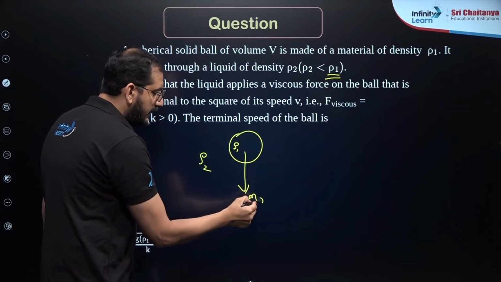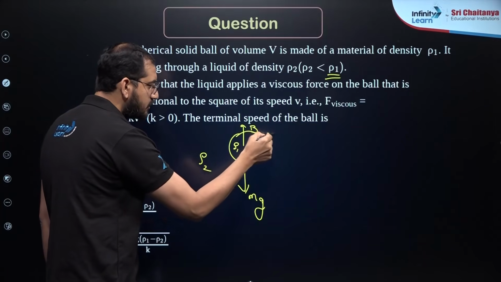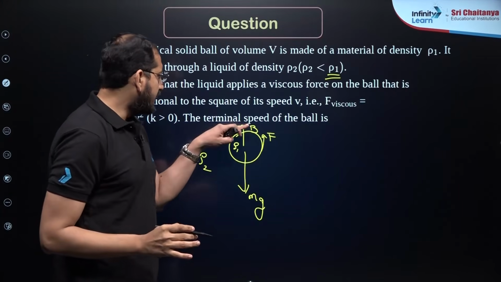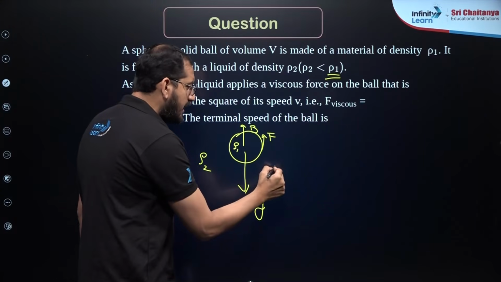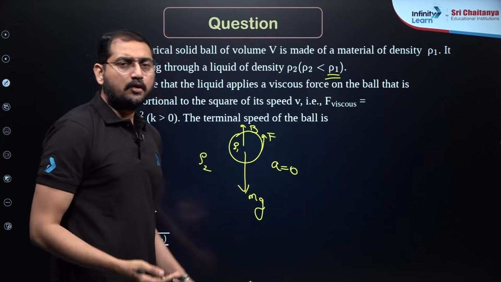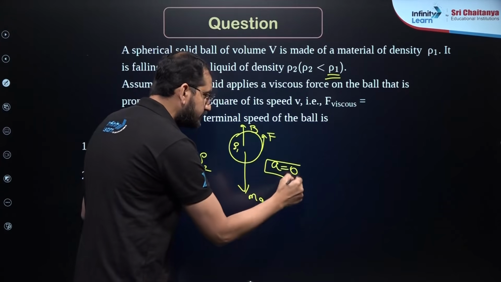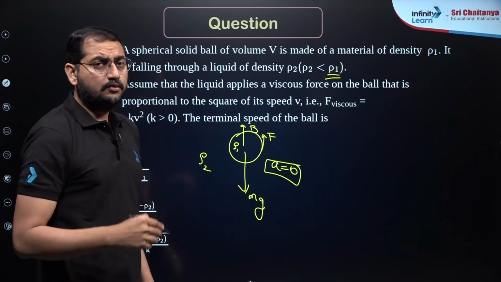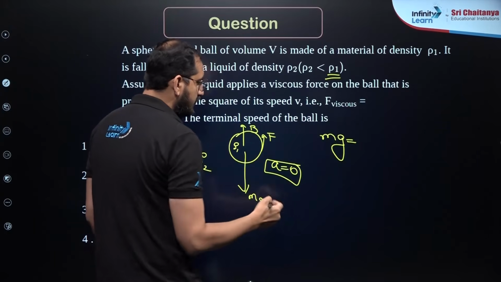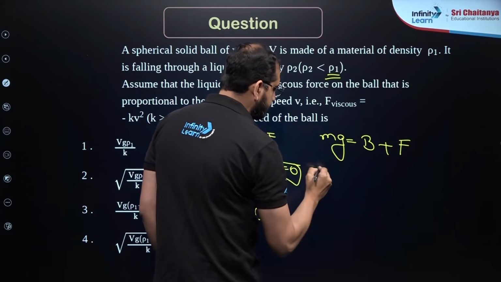So on it, gravity is acting, buoyancy is acting in the upward direction, and a viscous force should also act in the upward direction. Eventually, when it reaches the terminal speed, the net acceleration of this body will become 0, and it will move downward with a constant speed. That speed is called terminal speed. We have to make acceleration equal to 0. So how are we going to do it? We are going to balance the forces. We are going to write that mg is equal to B plus F.